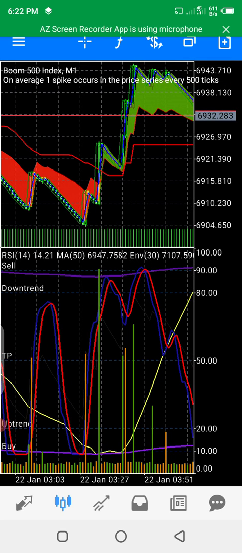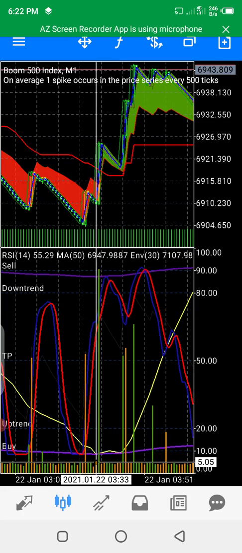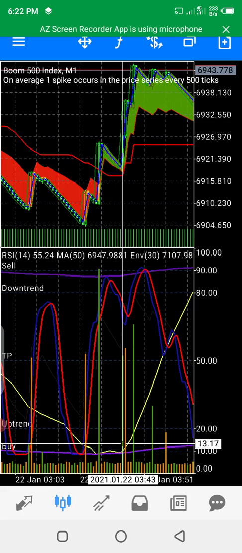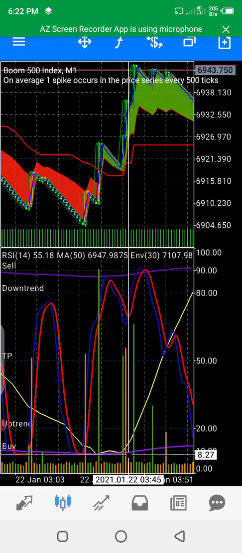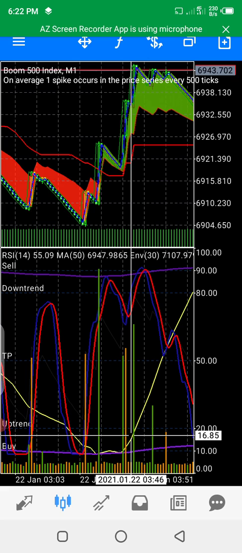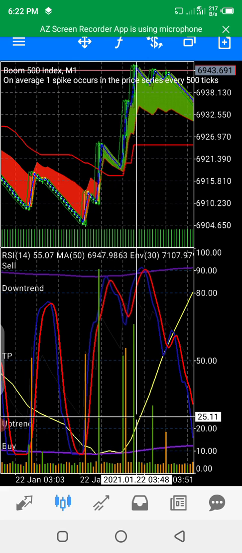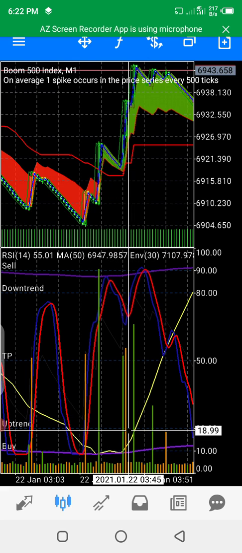Look at this yellow line. It's moving in the upper direction now. The direction has changed. We're in an uptrend. So on Boom, if we're in an uptrend, always know that we are catching spikes.